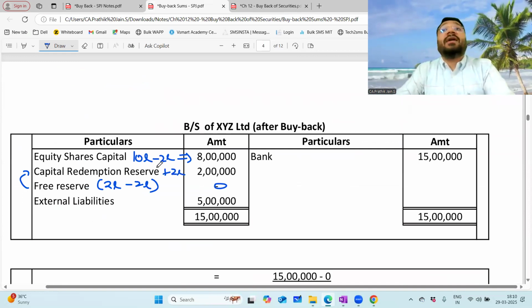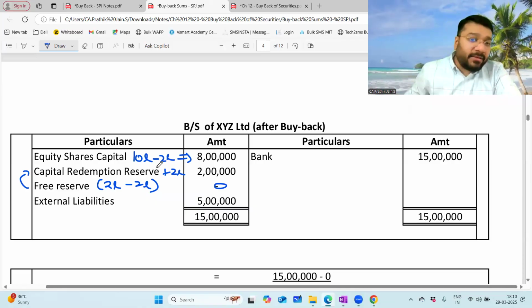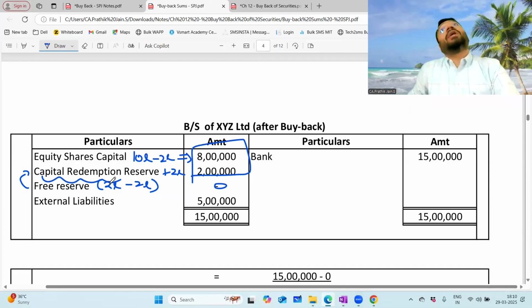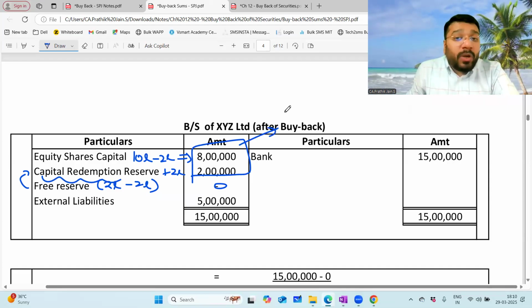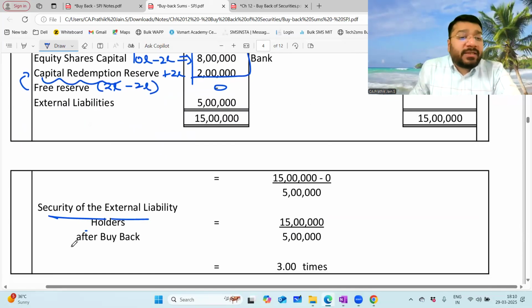What is the purpose of CRR? You can use that money only for the purpose of issue of bonus shares. This point is mentioned where? In section 69. So now, these both put together, even though CRR is not capital, it is future capital. So these both put together, what is my capital now? Same 10 lakh rupees.